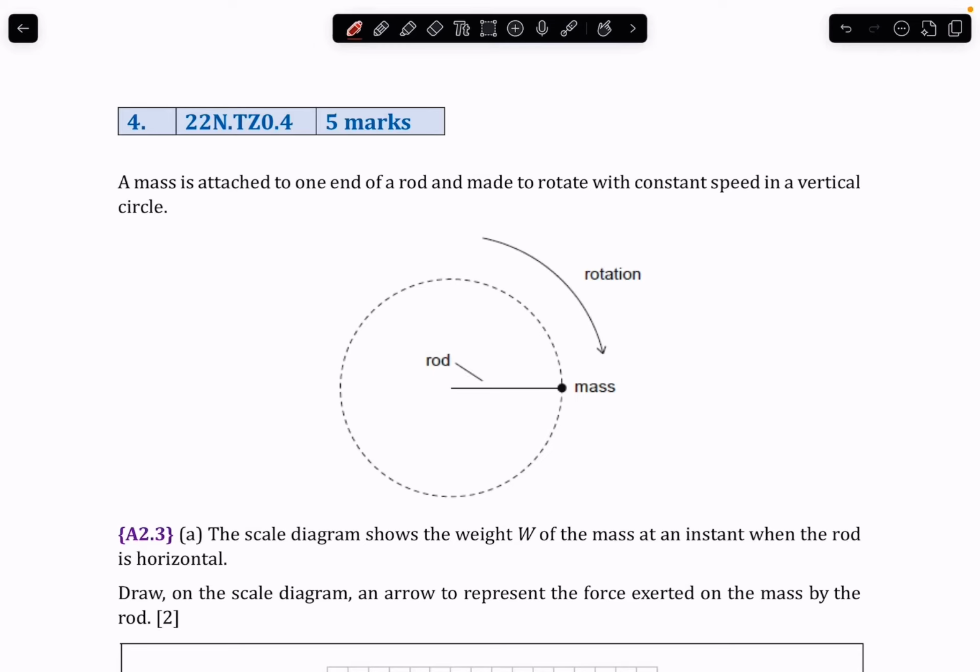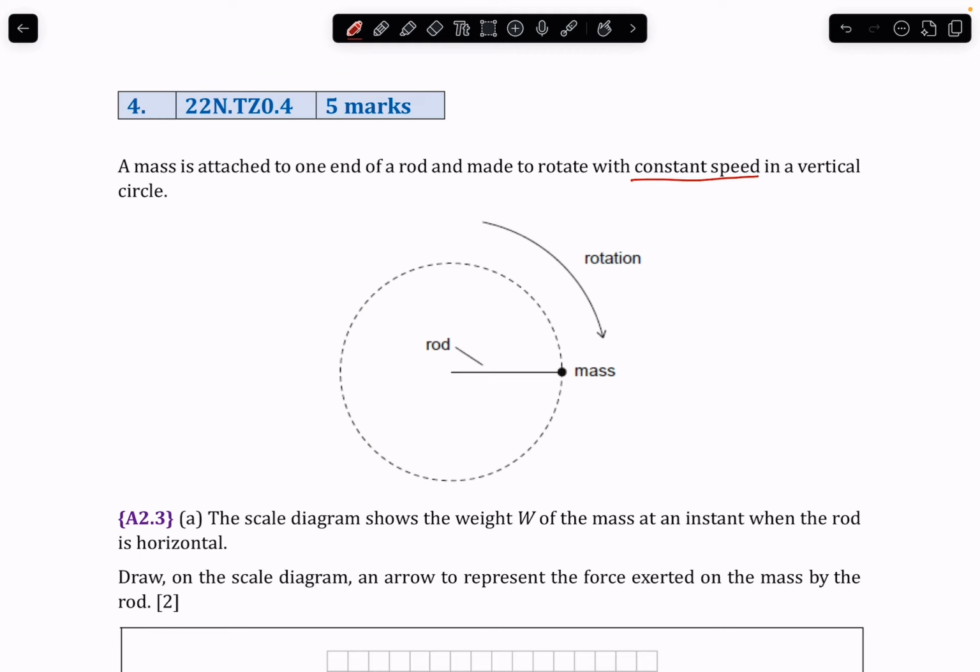Guys, how are you? Today I'm back here with a question from the November 2022 exam. And this is a question about centripetal force and rod and all that. So let's get started. A mass is attached to one end of a rod and made to rotate with constant speed in a vertical circle.